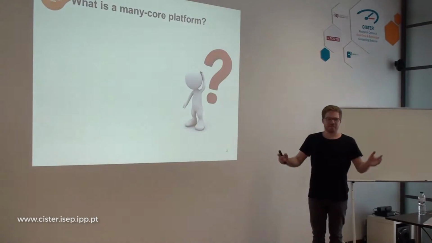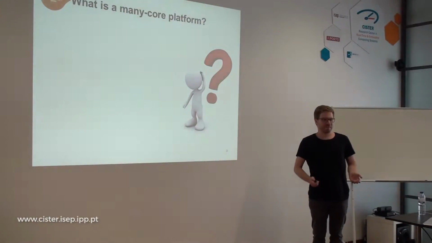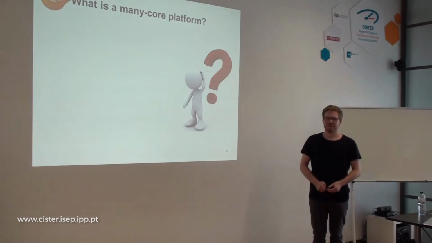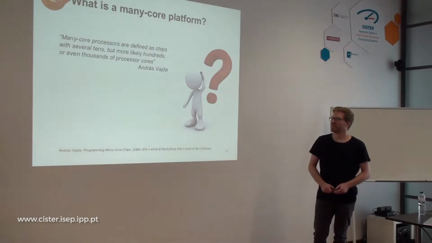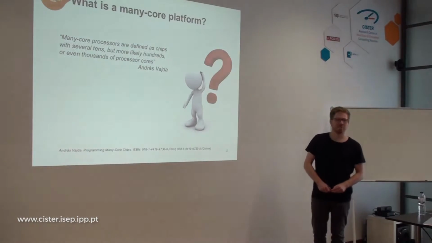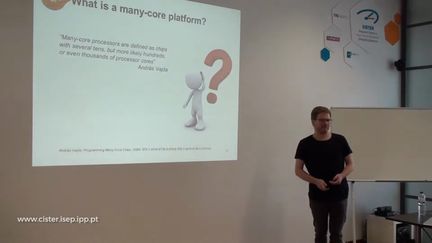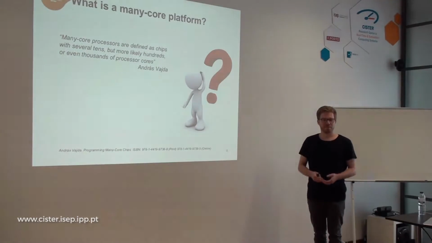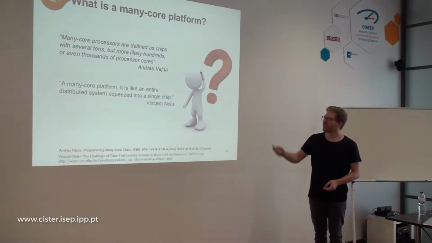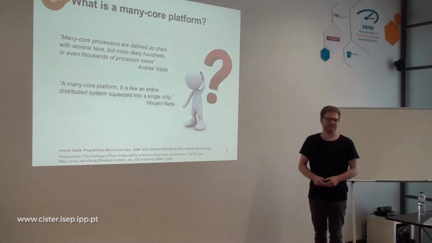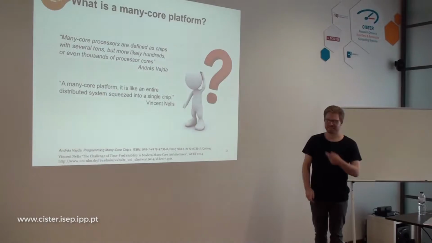So let me start quite general. What is a many-core platform? What do I mean when I talk about many-core platforms? In general, we can say that on a many-core processor, we can find several tens, but more likely hundreds or even thousands of compute cores on one single chip. Or we can also say that it's basically like a distributed system squeezed into a single chip, which fits really well.